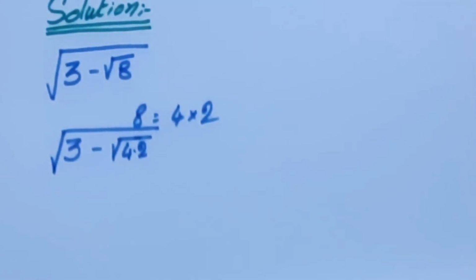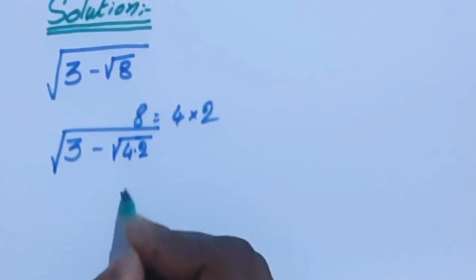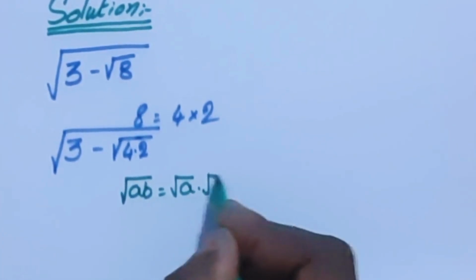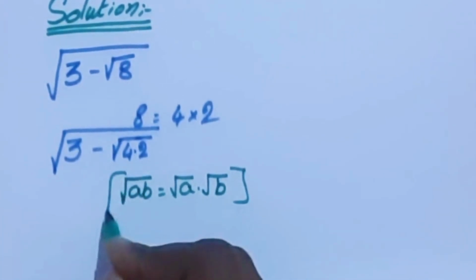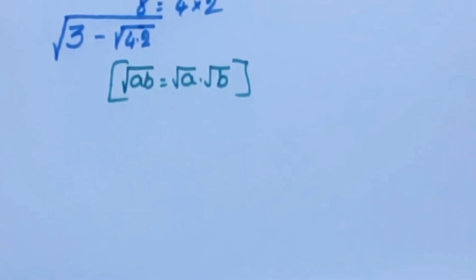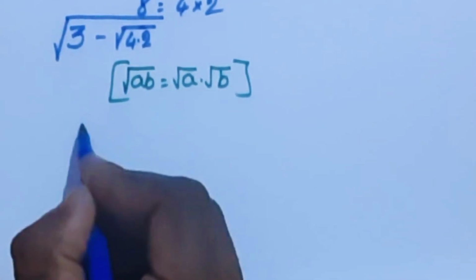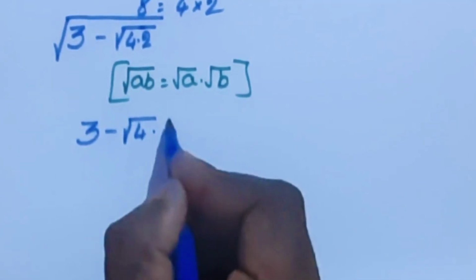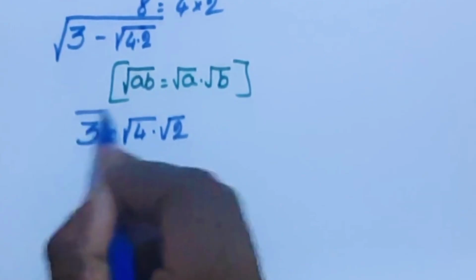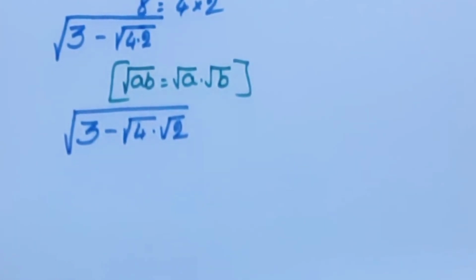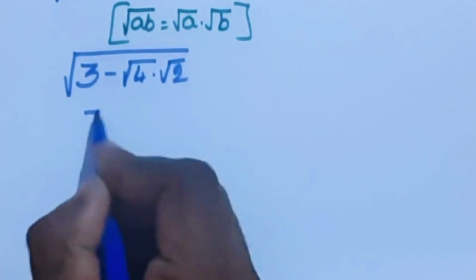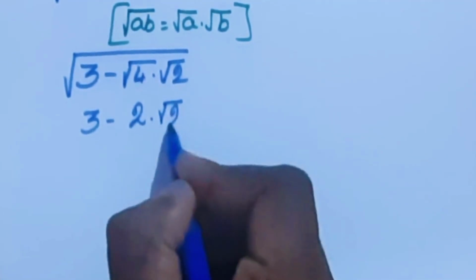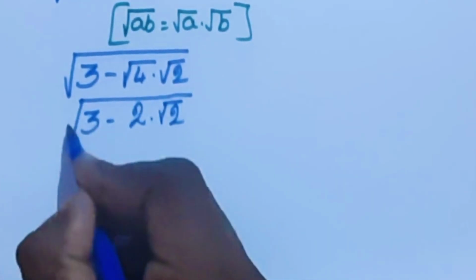Now here we are going to apply this formula, that is the square root of ab equals the square root of a times the square root of b. This formula we are going to apply here. So the square root of 3 minus the square root of 4 times the square root of 2. Now the square root of 4 is 2, so we have the square root of 3 minus 2 times the square root of 2.